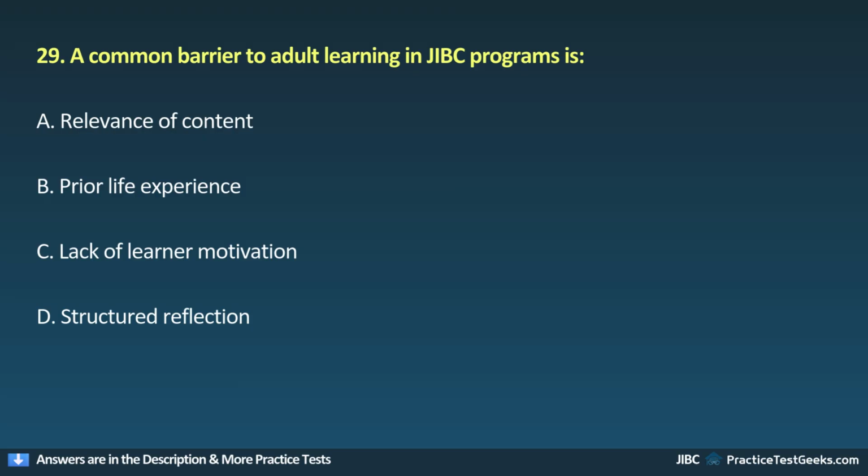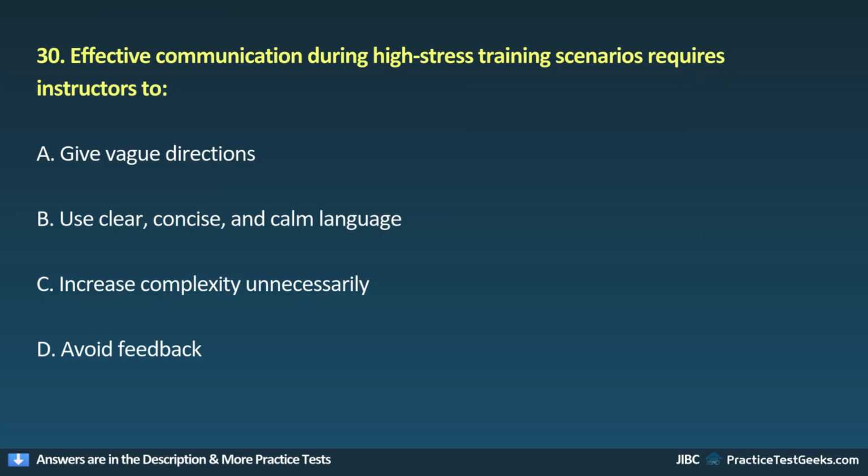29. A common barrier to adult learning in JIBC programs is: A. Relevance of content. B. Prior life experience. C. Lack of learner motivation. D. Structured reflection.